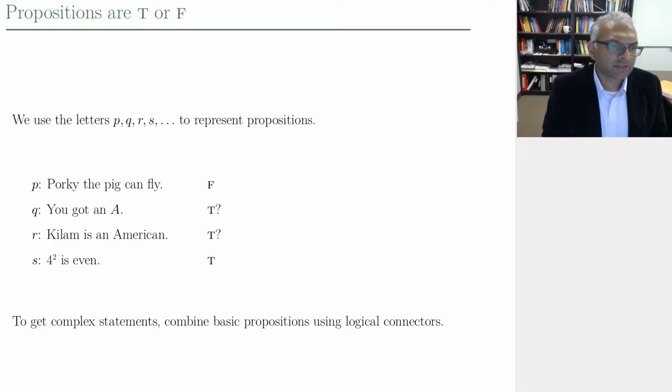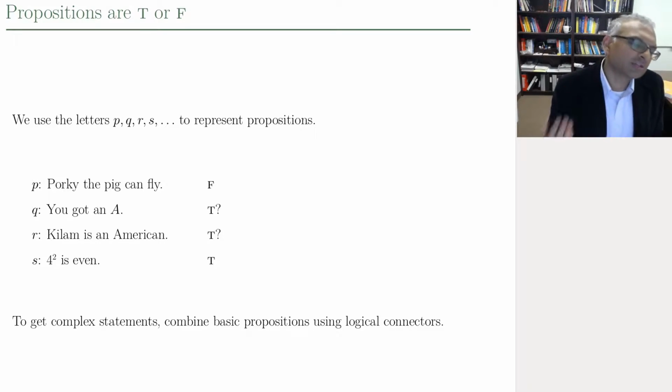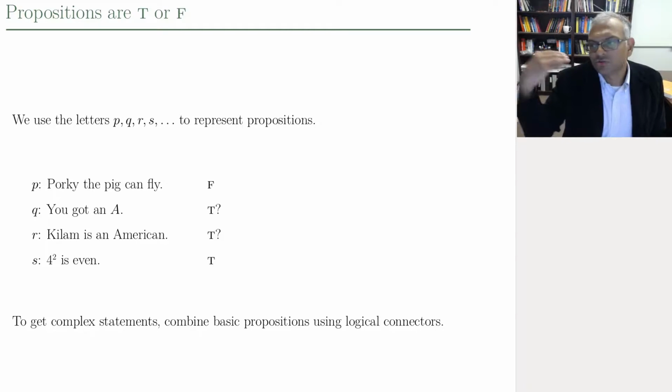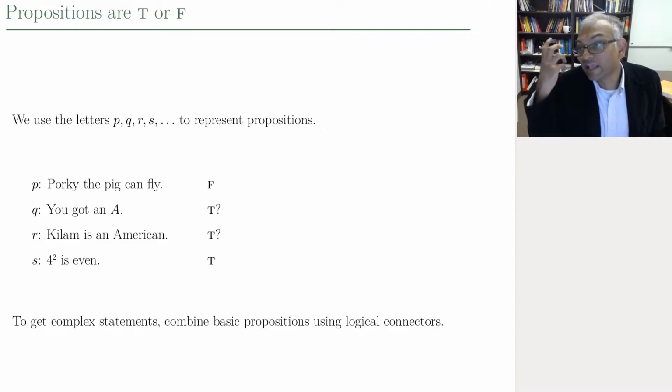So let's get back to our propositions, and we usually use the letters P, Q, R, S, these little lowercase letters to represent propositions. It's a shorthand. So rather than always writing Porky the pig can fly, we might label it P. And it's pretty clear that the statement or the proposition Porky the pig can fly is false, so we say that P is false. We'll label the statement you got an A, so that's a well-defined statement. It's either true or false. We'll label it Q, and we'd like to know, is it true or false?